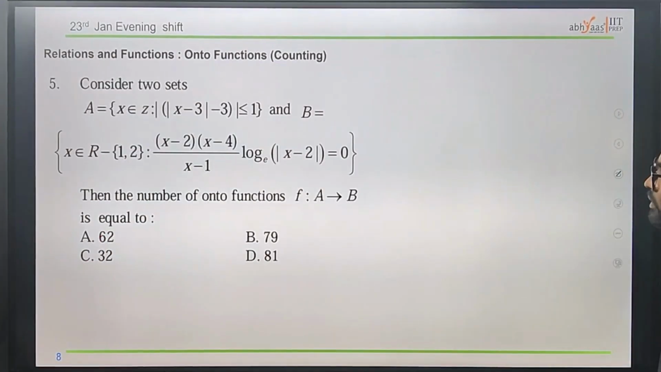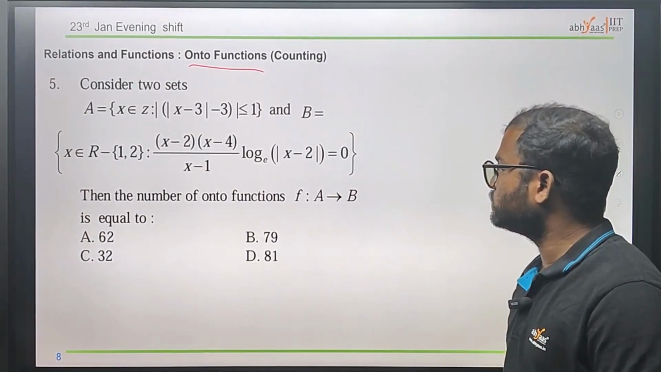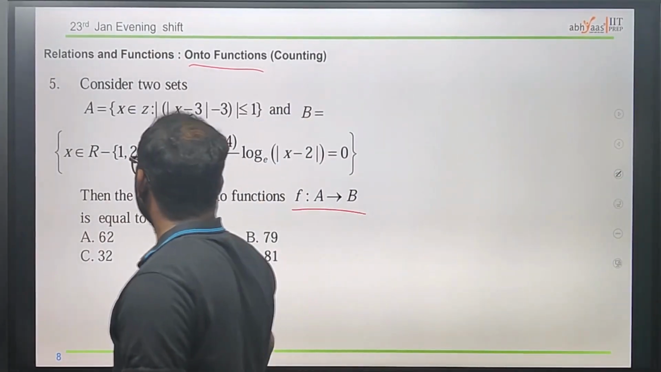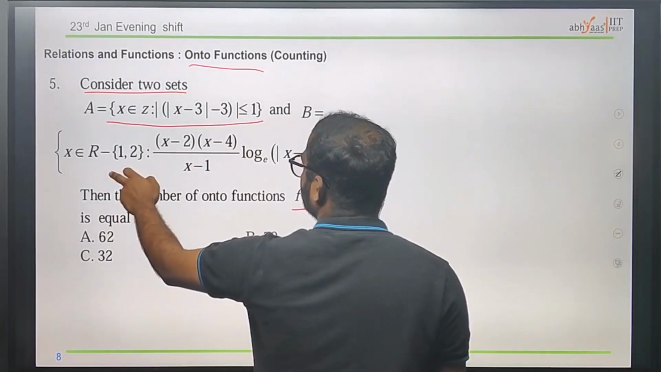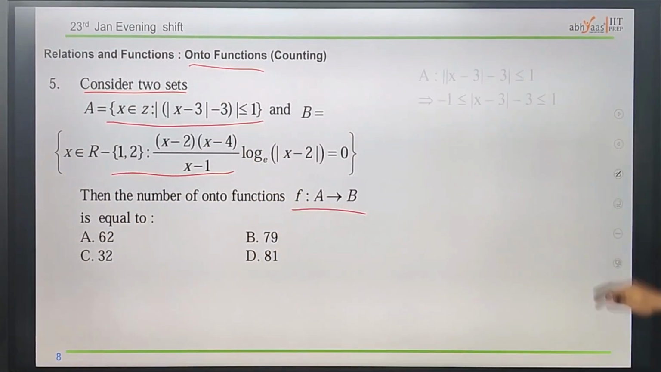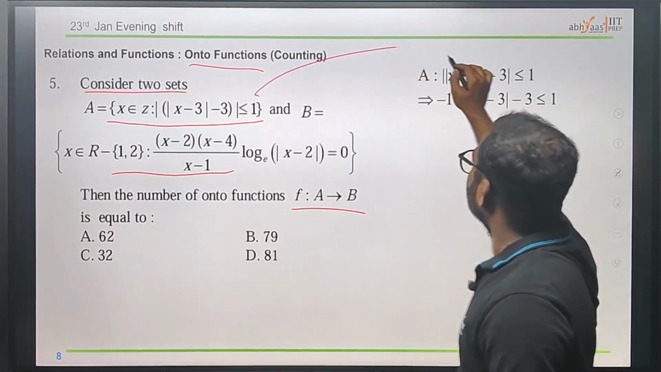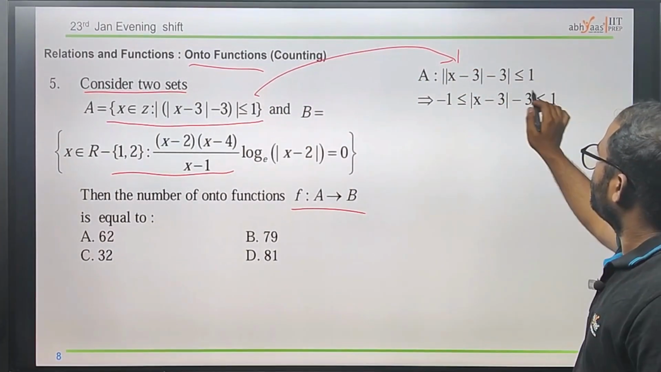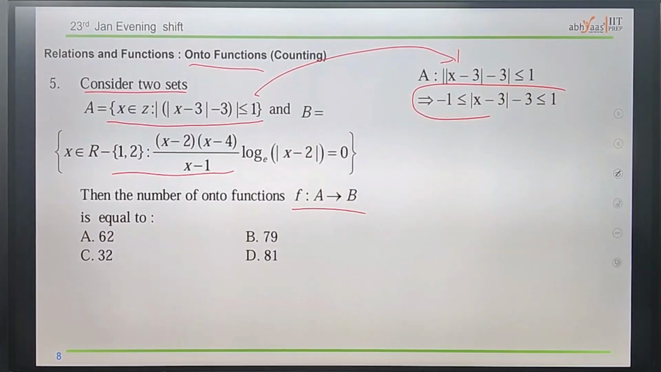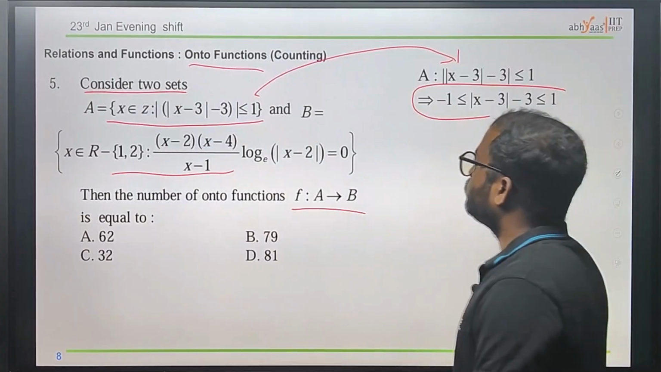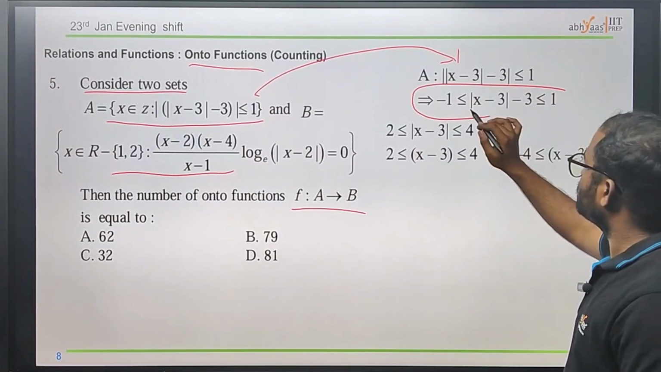Now we have relations and functions, onto functions. We need to find the number of onto functions from A to B. See here, they consider two sets, this one and B as this one. Now we have x minus 3, taking the first set, since we have modulus and also modulus itself. That means we have four types, I think four times of x. Maybe some further simplifications.